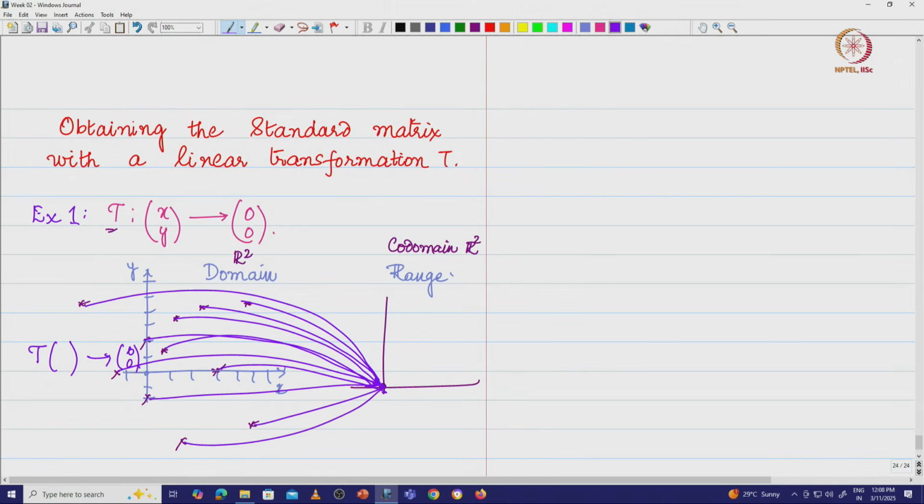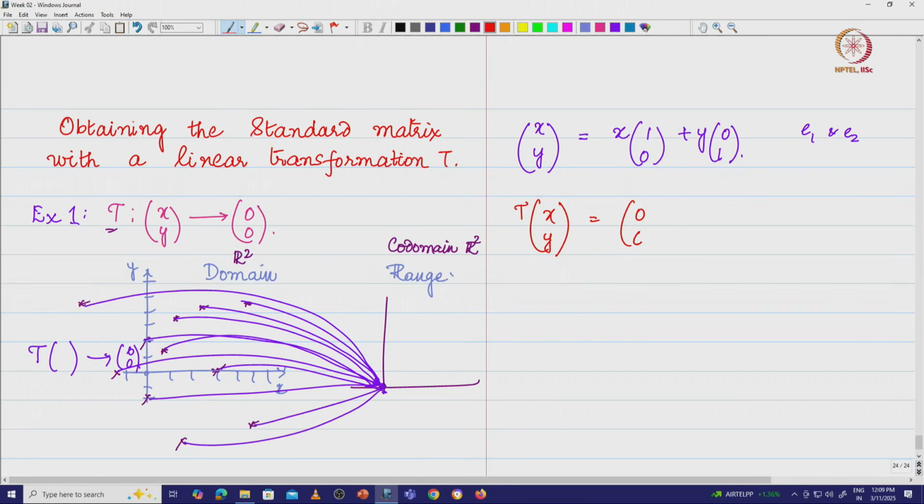Now how do we get the matrix corresponding to this particular transformation? The basic idea is, you know that the vector xy in R2 can be expressed as a linear combination of the standard basis, which says x into 1 0 plus y into 0 1. This is the basis expansion in terms of the standard basis. You have your 1 0 and 0 1, basically what you call the E1 vector and the E2 vector, the standard basis for R2. We know this. Now what does the transformation do? The transformation takes every vector xy and gives me 0 0.